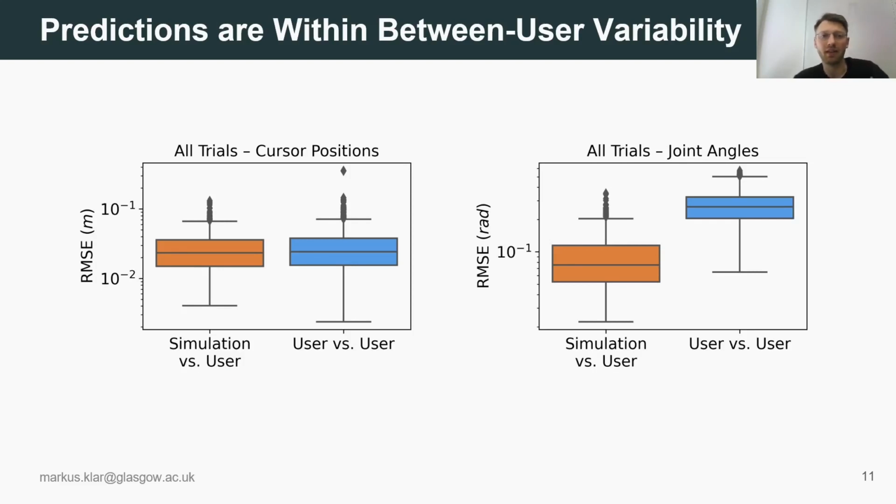When we evaluate our predictions now with other users, we can see that our predictions are actually within the between user variability, meaning that if we use our simulations to predict the movements of one particular user, this prediction is as good as if other users would try to predict this one user. In joint angles, we can even perform better than the other users, but that is mainly due to the fact that our simulation has a biomechanical model of this particular user, and other users may have different physiologies.